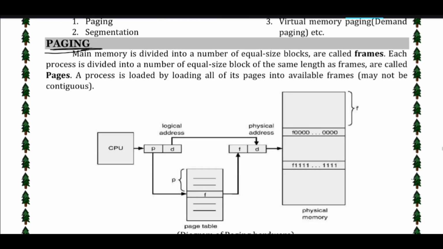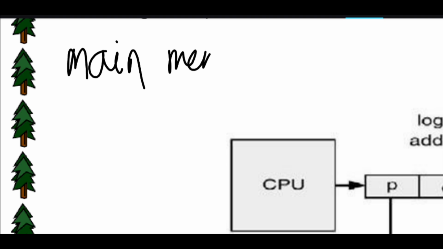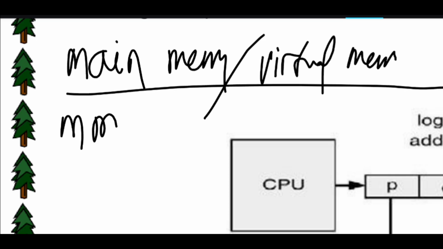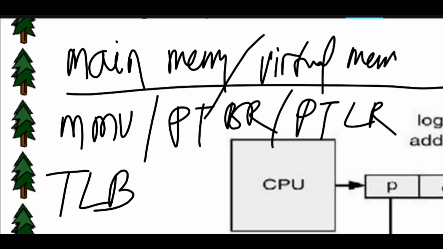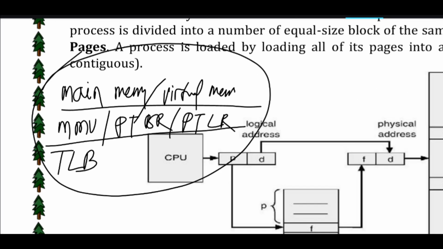I'm mentioning the components again. The first component is the main memory, and the second component is virtual memory. Then our memory management unit, then our page table base register, then page table length register, then our translation lookaside buffer. These are the parts of our paging concept.